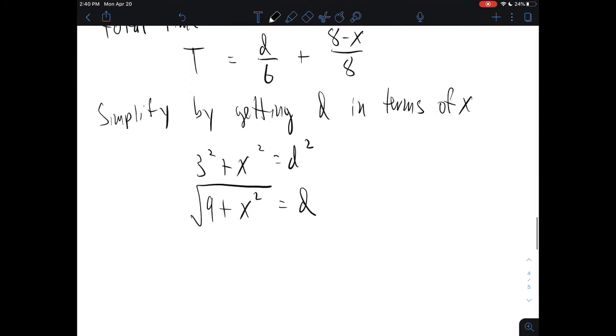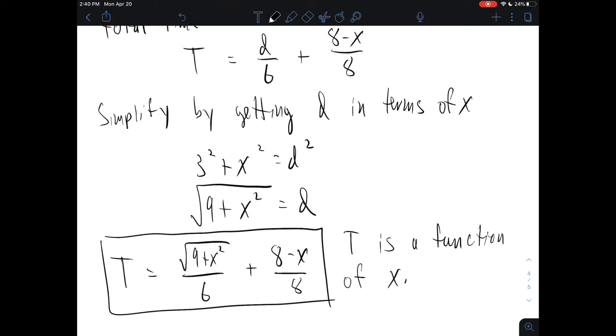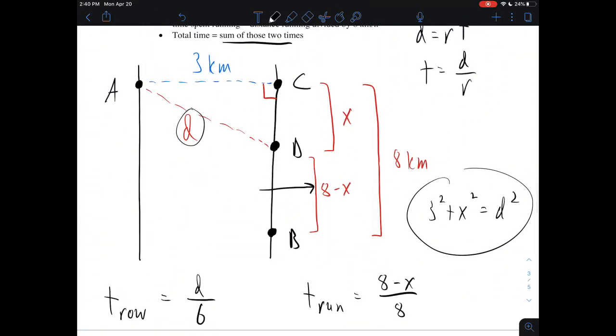So time, capital T, is really just the square root of 9 plus x squared divided by 6, plus 8 minus x divided by 8. And here what I want to notice is that T is a function of x, which is saying that the time it takes him to do this depends on the value of x, which makes sense. In the whole problem, the time for doing this whole thing just depends on the location of this point D.